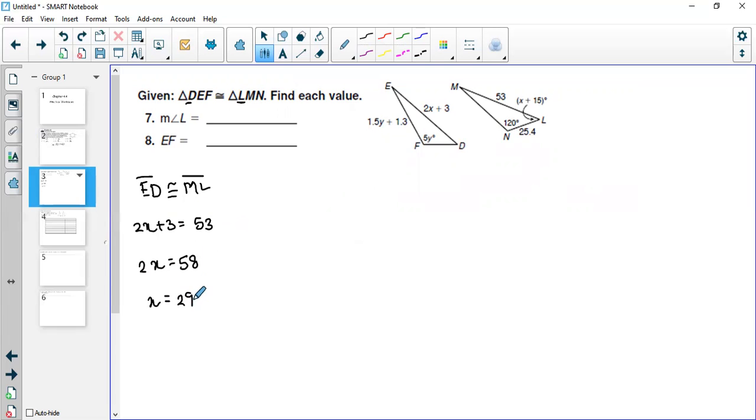Now, is it 29? It's going to be 53 minus 3. So it's going to be 50, not 53. It's going to be 53 minus 3, which is going to be 50. So x is going to be equal to 25. Now that we have found the value of x, we can find the value of angle L. So therefore, angle L is going to be x plus 15 degrees, which means in place of x, we replace x with 25 plus 15. That's going to give you 40 degrees. So angle L is going to be 40 degrees.